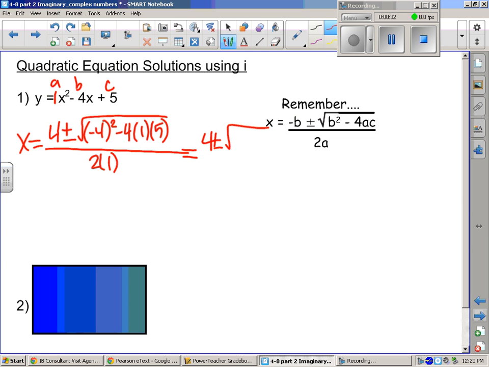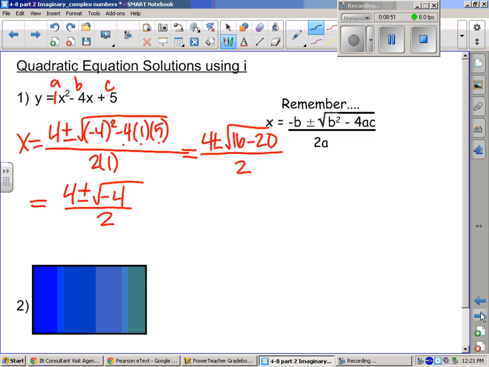underneath there, I'm going to square the negative 4. That's positive 16. Also, I've got a negative times a positive times a positive. That's going to be a negative. And then I end up with a 20. And then on the bottom, I can do 2 times 1 at the same time. Still working underneath the square root, I do 16 minus 20. That is negative 4. All over 2.